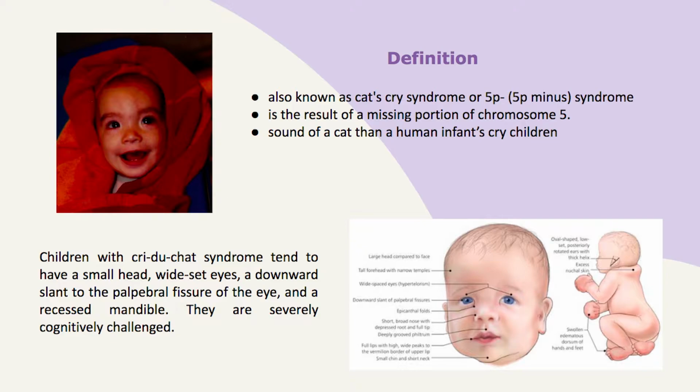Children with Cri-du-chat syndrome tend to have a small head, wide-set eyes, a downward slant to the palpebral fissure of the eye, and a recessed mandible. They are severely cognitively challenged.